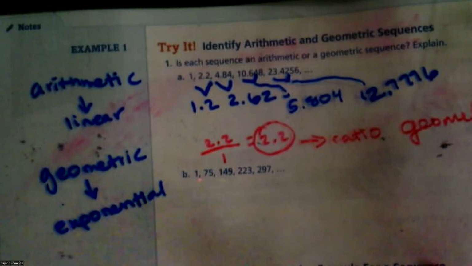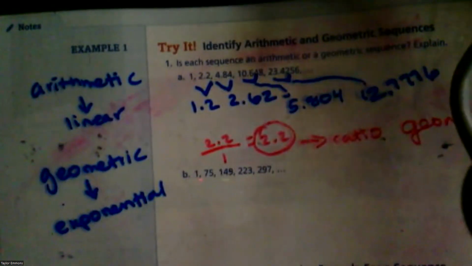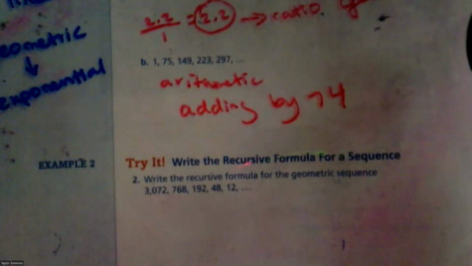Can you tell me whether or not the next one is arithmetic or geometric? So you're testing to see if there's something that you're adding by each time. And if that doesn't work, then you're trying the ratio. Okay, so what'd you get? It's arithmetic. Why did you say that? Because we're adding by 74. Okay, is that what you got? Okay, good.